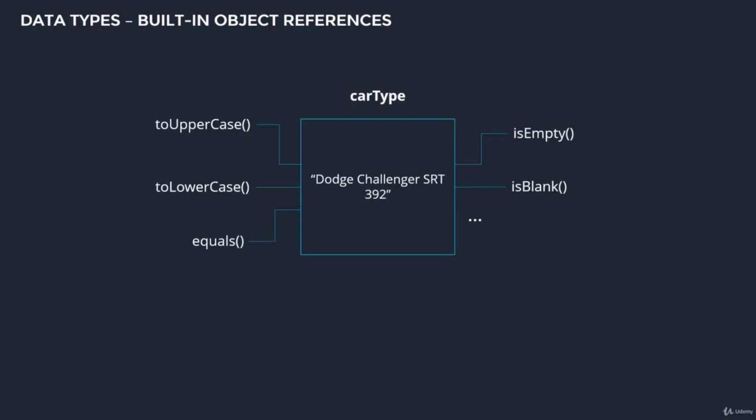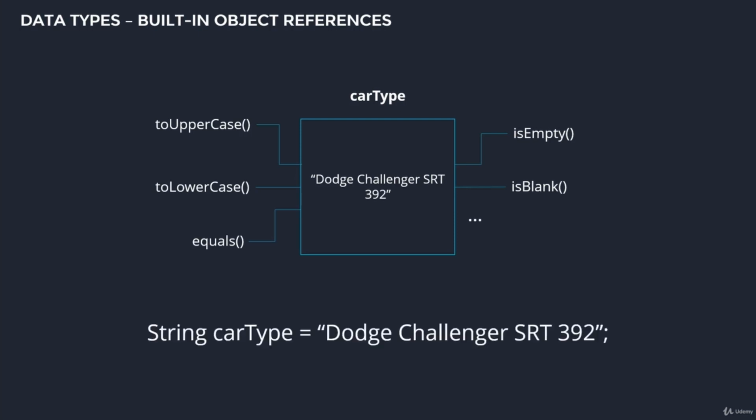To define a string is very easy. First, the name of the class, String, then the object name, carType, just like here, equals the text in double quotes, "Dodge Challenger SRT 392". String is a bit special because you don't need to use a new keyword here. But String is a big topic and there will be other lectures to cover that, and we're going to also do some coding exercises with String.